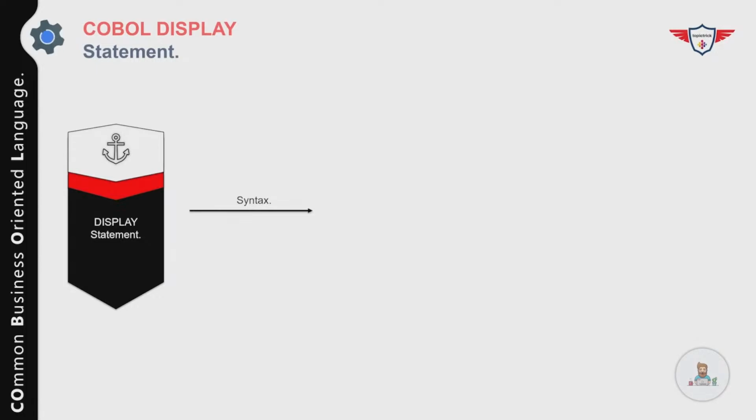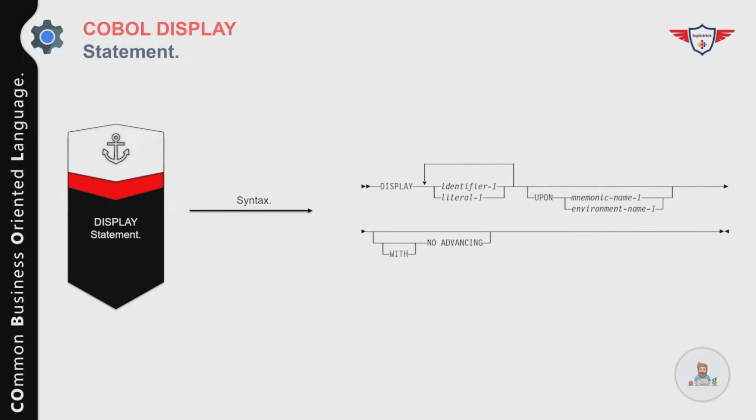Now let's talk about the syntax of the DISPLAY statement. As you know, the syntax is again similar to what we have seen in the ACCEPT statement. So it is pretty simple and straightforward. You have the DISPLAY keyword, after that you have an identifier or literal. And thereafter you have some additional options. For example, you can use UPON with a mnemonic name or environment name, and you have the WITH NO ADVANCING or ADVANCING option, right? Now let me just showcase an example.